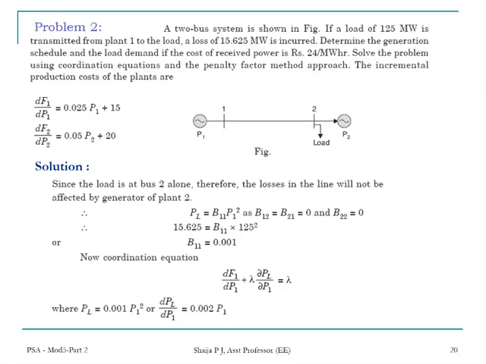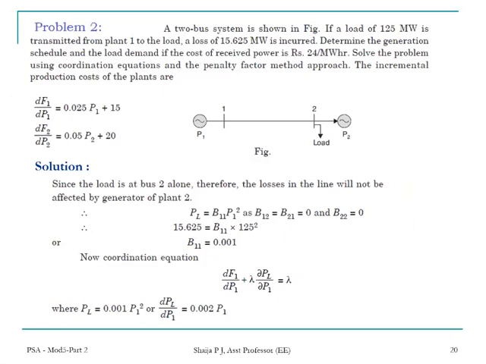Okay. Second problem. This is a 2-bus system. It is shown in figure. If a load of 125 megawatt is transmitted from plant 1 to load, a loss of 15.625 megawatt is incurred. Determine the generation schedule and the load demand if the cost of received power is rupees 24 per megawatt hour. Solve the problem using coordination equation and penalty factor method approach. Incremental production costs of the plants are dF1 by dP1 is 0.025 P1 plus 15, dF2 by dP2 is 0.05 P2 plus 20. That's the problem.